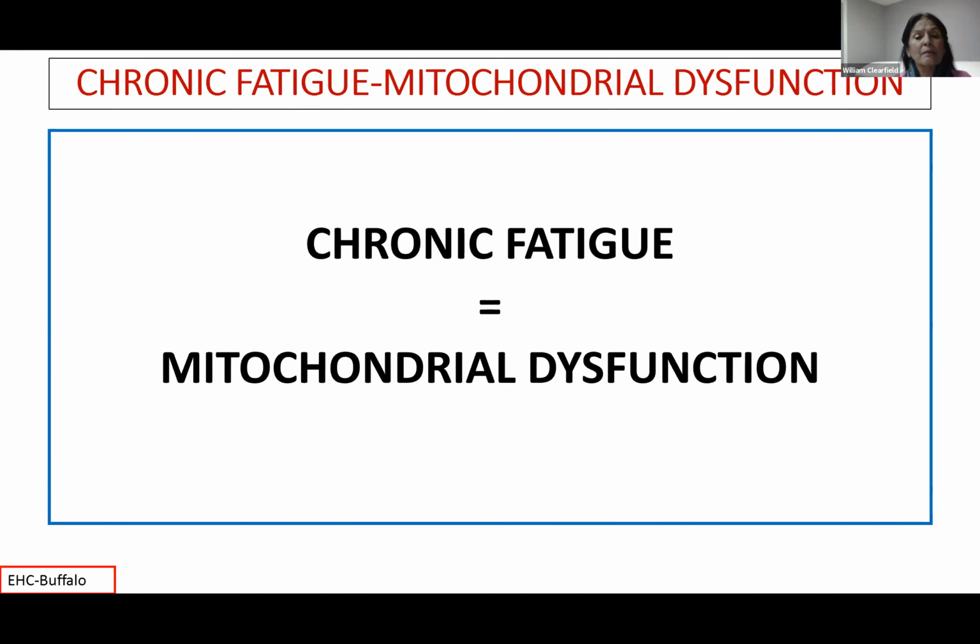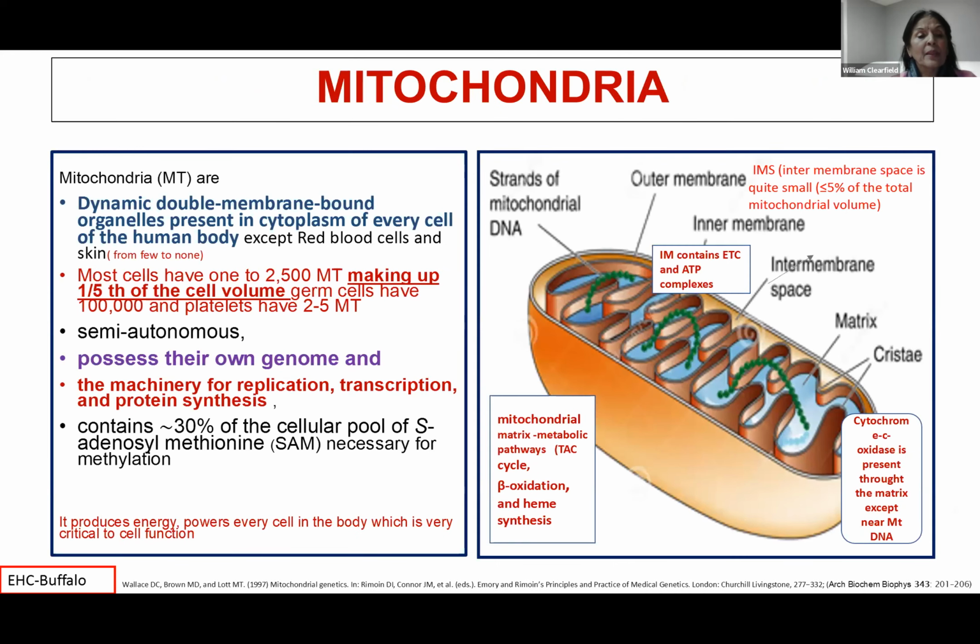So now let's look at chronic fatigue and mitochondrial dysfunction. Chronic fatigue is equal to mitochondrial dysfunction? Yes. So let's look at mitochondria. Mitochondria are dynamic double membrane bound organelles present in the cytoplasm of every cell of the human body except that of the red blood cells and skin. Most cells have about 2,500 mitochondria, making up 1/5 of the cell volume. However, germ cells have 100,000 and platelets have 2 to 5 mitochondria.